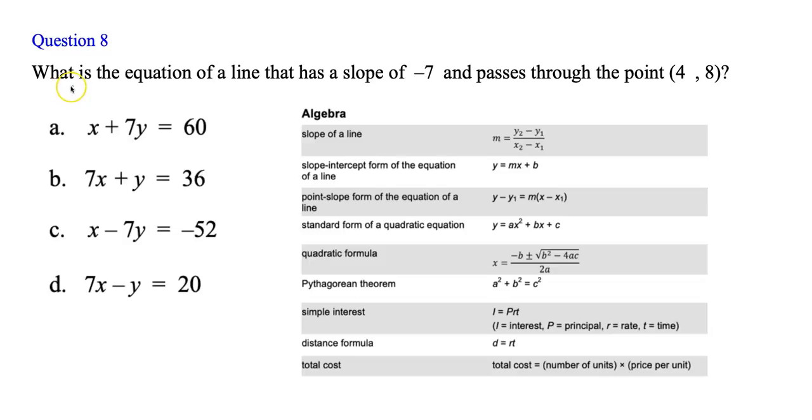Question 8. What is the equation of a line that has a slope of -7 and passes through the point (4, 8)?